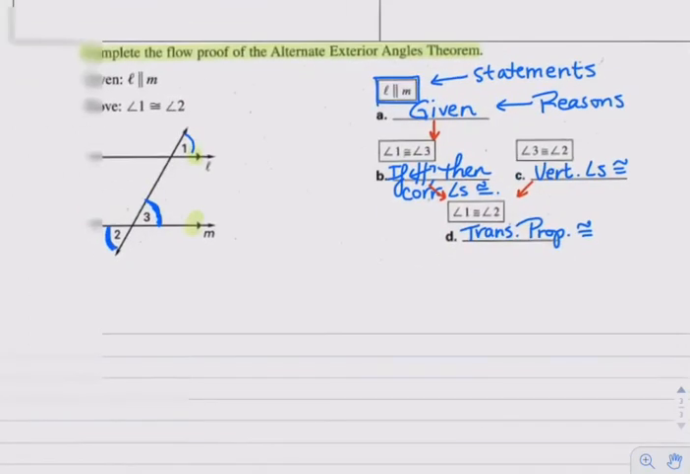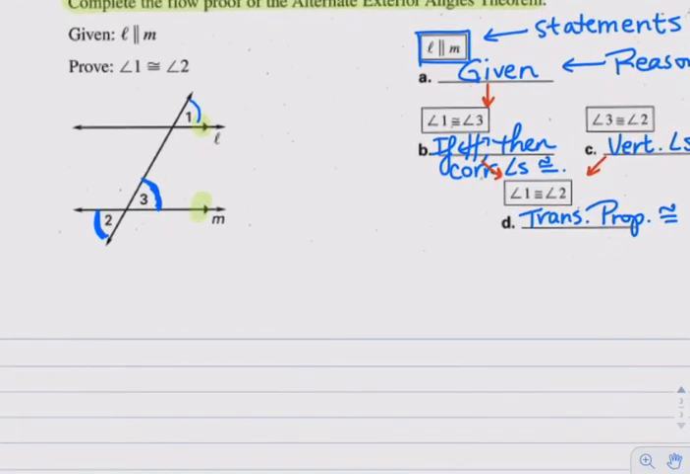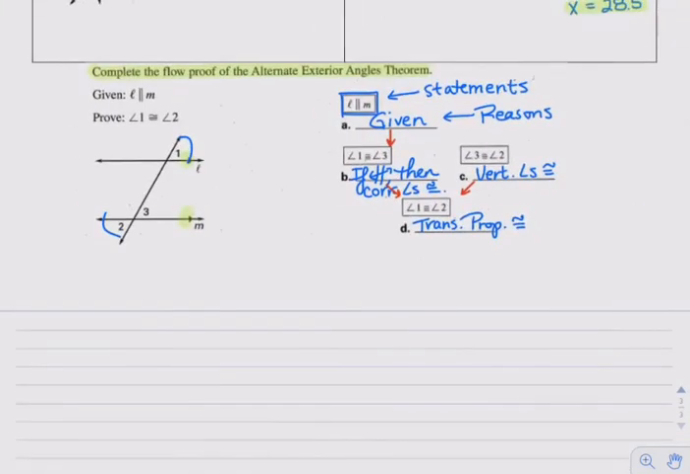Now, sometimes people look at the picture and go, oh, I know why angle 1 and 2 are congruent. I know angle 1 and 2 are congruent because they're alternate exterior angles and the lines are parallel. Why can't you use that as a reason down here? Well, because that's what you're proving. It says prove this theorem. You're not allowed to use what you're proving. You're trying to give other reasons that justify why that statement is true.